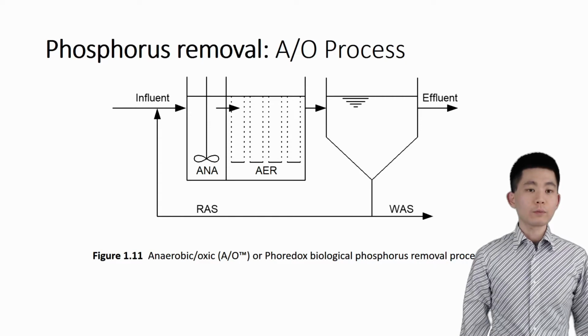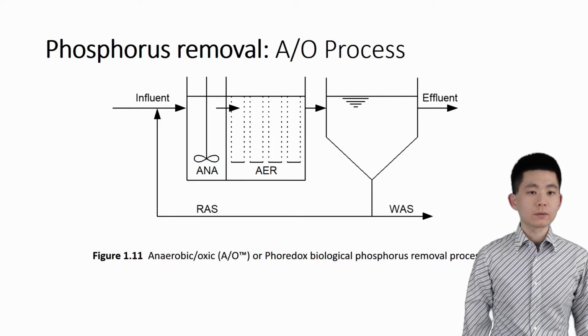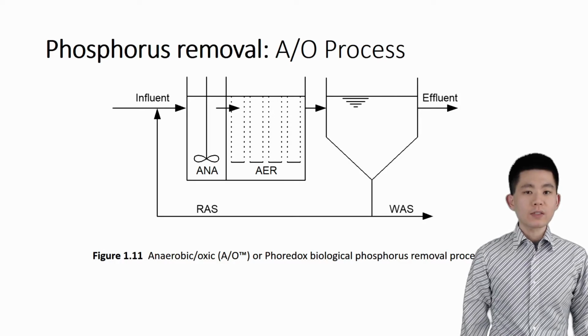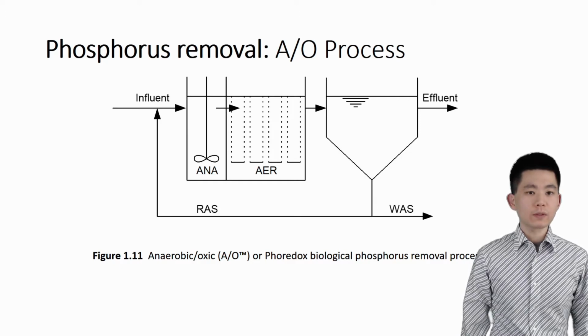For phosphorus removal, the simplest configuration is the AO process that has an anaerobic zone followed by an aerobic zone. The sludge containing PAOs is recycled so that they are in an alternating anaerobic-aerobic environment, providing a competitive advantage for PAOs and resulting in a low effluent phosphorus concentration.